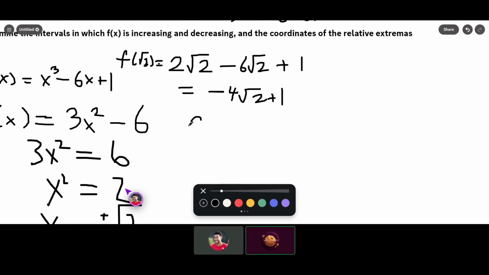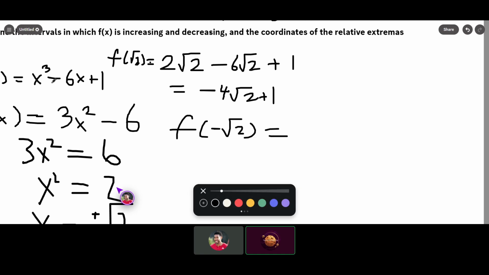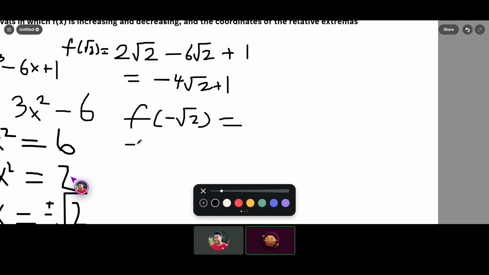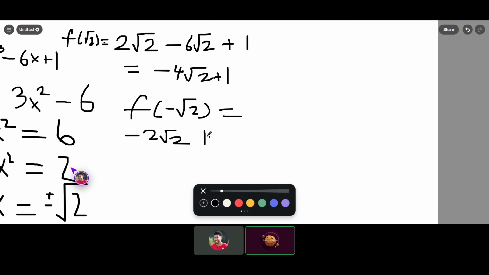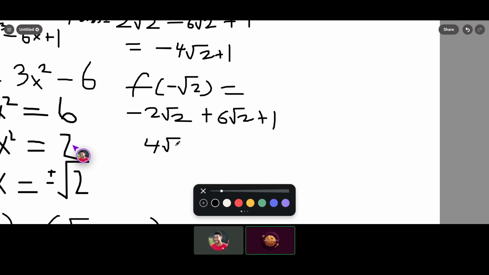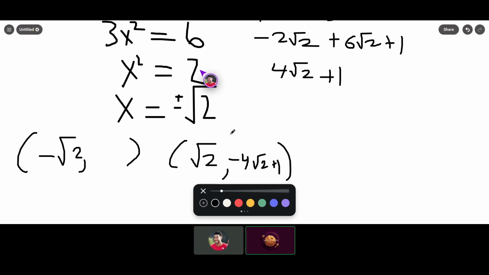And now we're going to find f of negative root 2. That's equal to the same thing, except it will be negative 2 root 2. And instead of it being negative 6 root 2, we're going to do a positive 6 root 2 plus 1. And this will give us 4 root 2 plus 1.